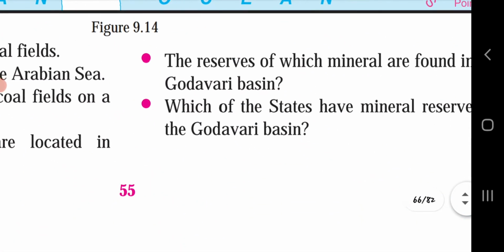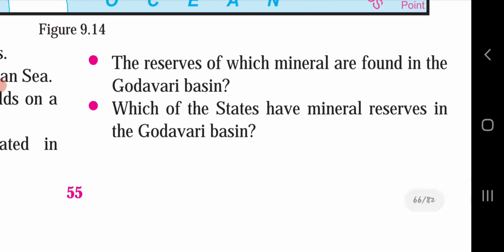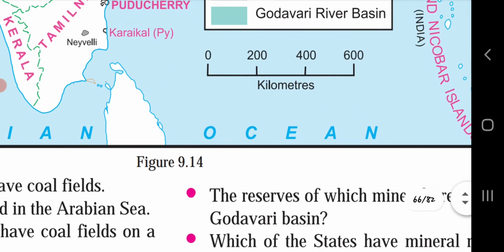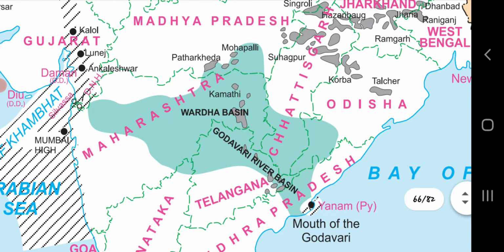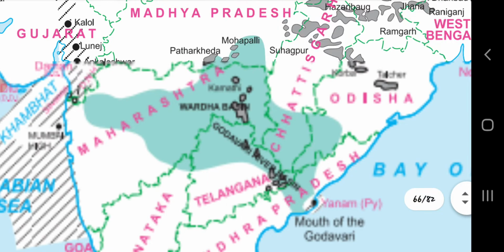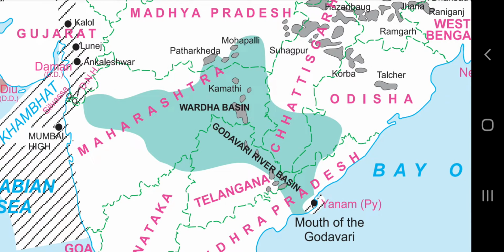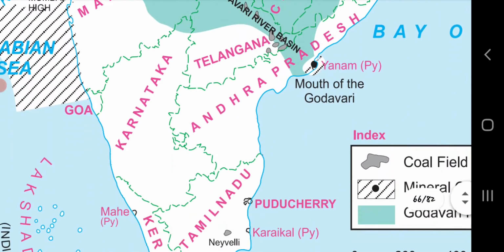Which of the states have mineral reserves in the Godavari Basin? So you can see Madhya Pradesh, Maharashtra. Just before we had discussed this map. I told you these all are the states where the Godavari Basin is there. Madhya Pradesh, Maharashtra, Telangana, Andhra Pradesh and Chhattisgarh have mineral reserves in the Godavari Basin.